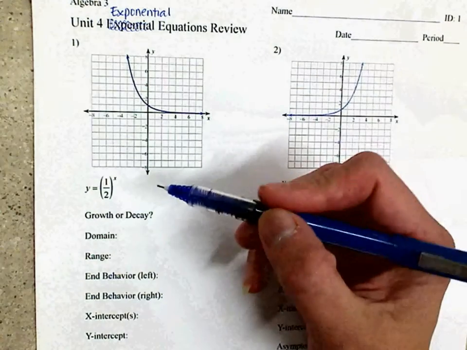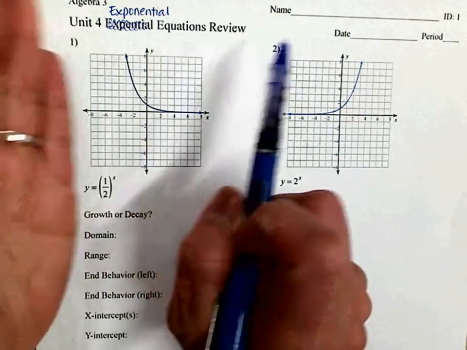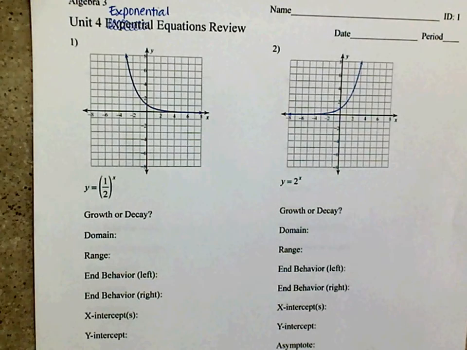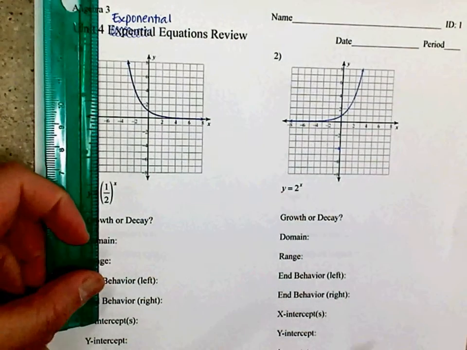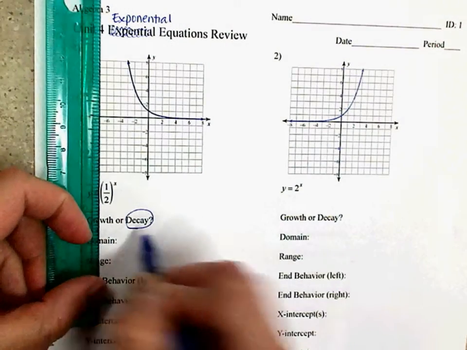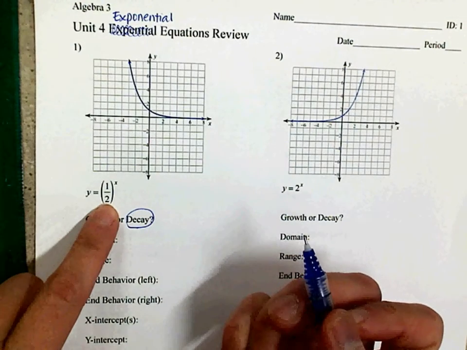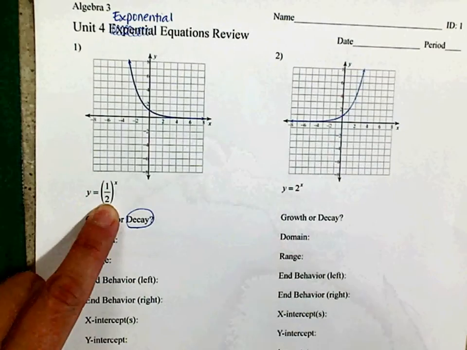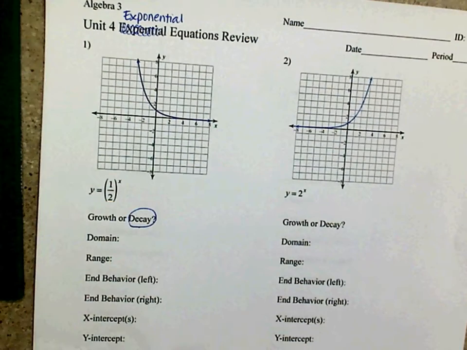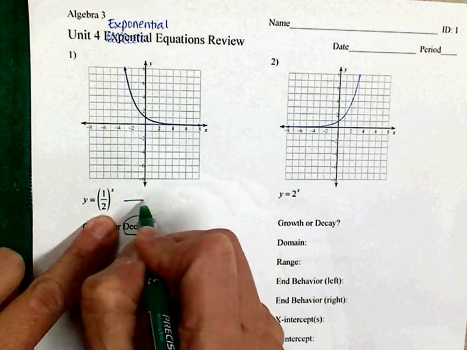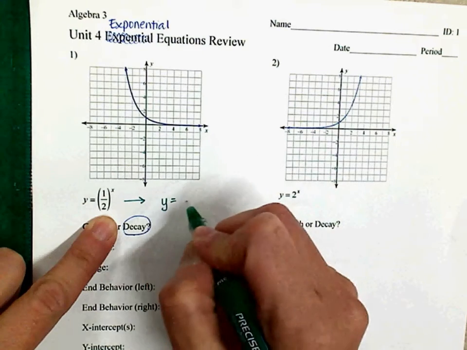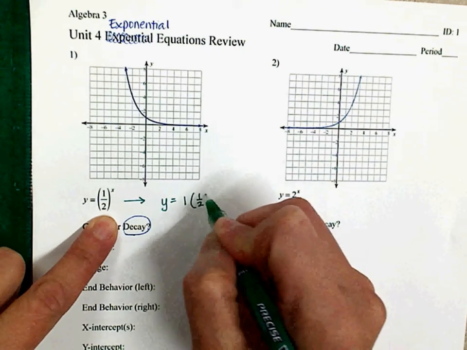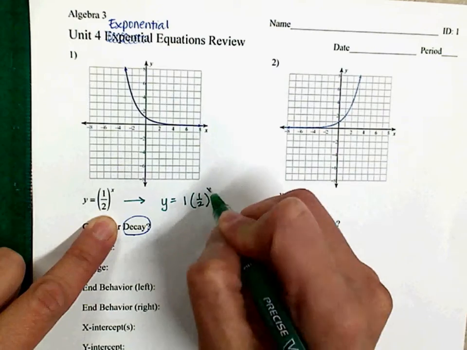Now, is this a growth or decay? So you're looking from your left. From your left, that is going down, so that's an exponential decay. Another thing you can look at is that 1/2. That 1/2 is less than 1, so that tells you it's a decay. Another way you could write this equation is y is equal to 1 times 1/2 raised to the x.